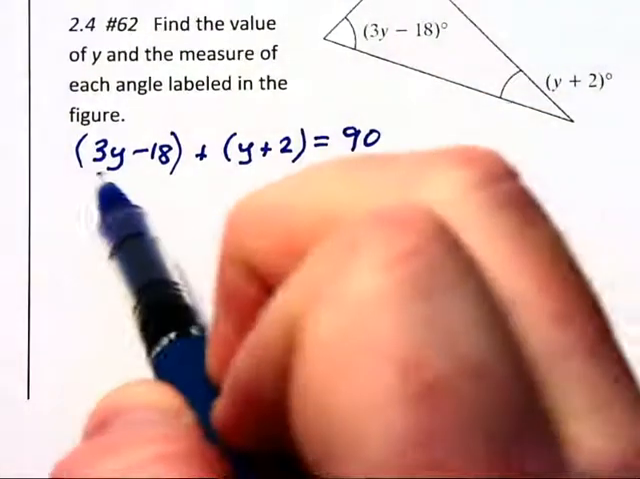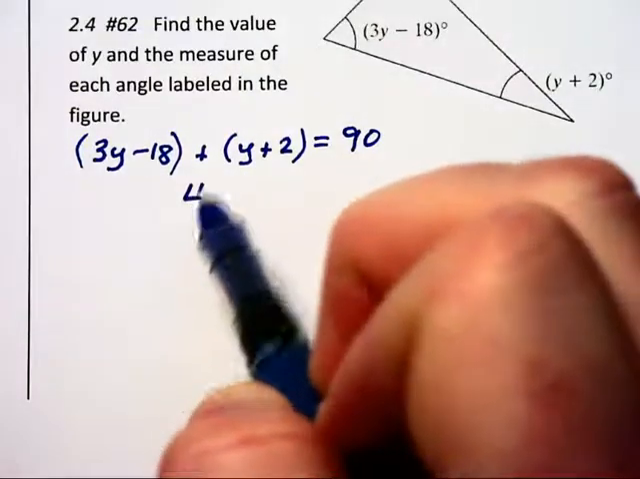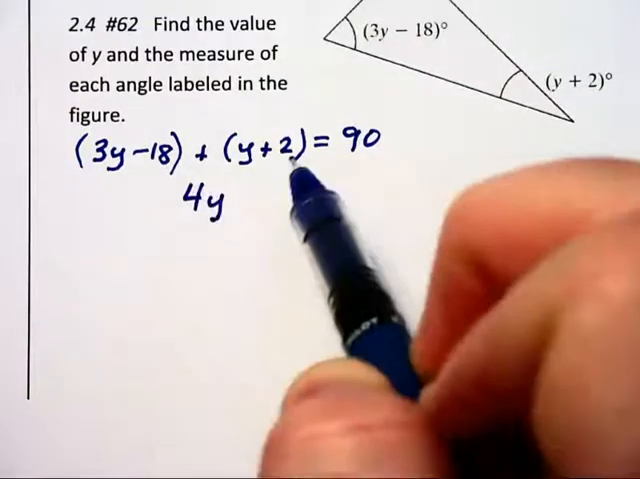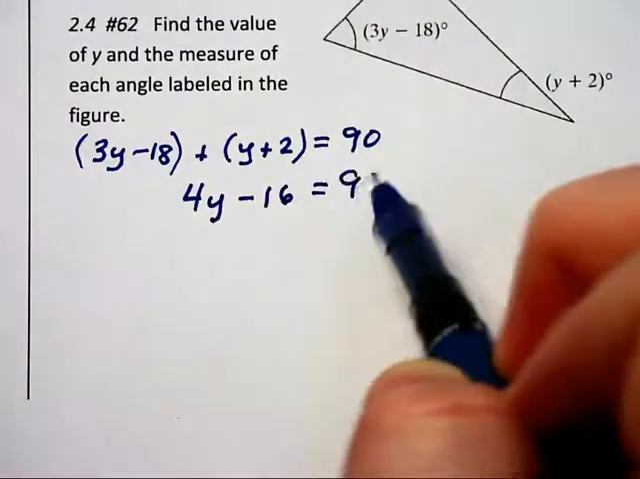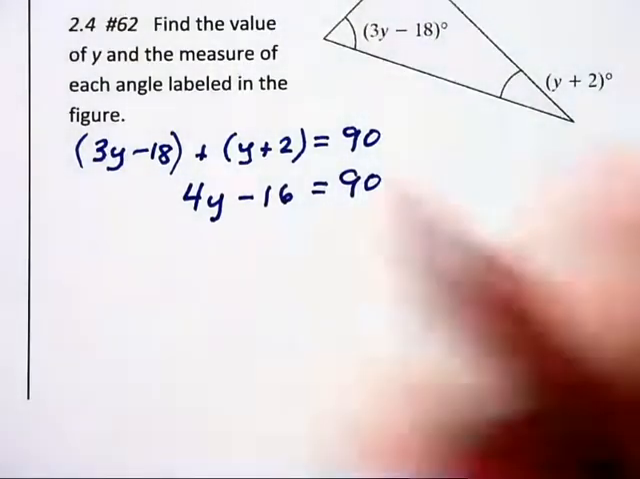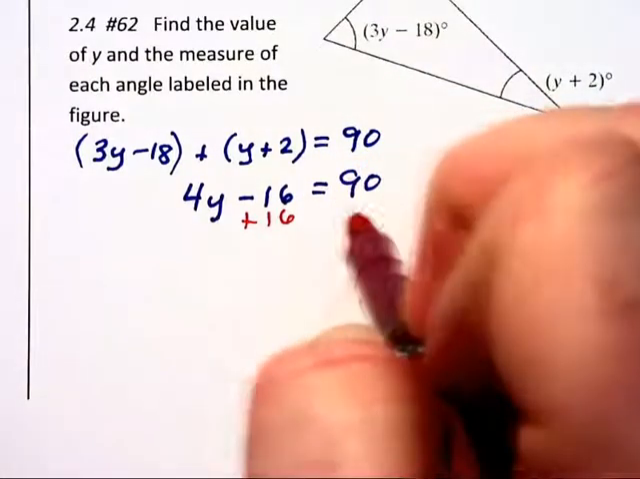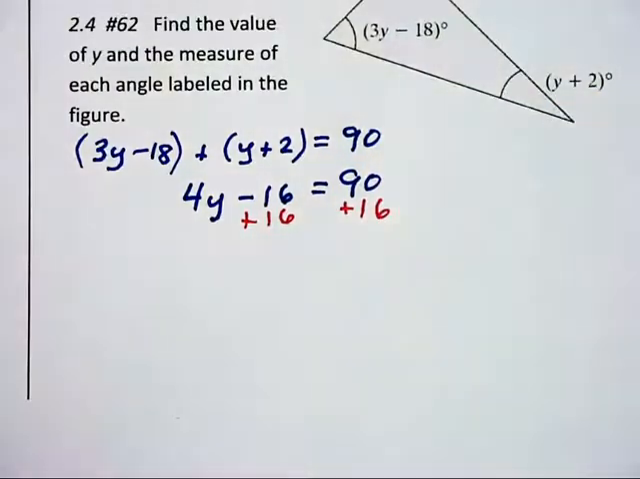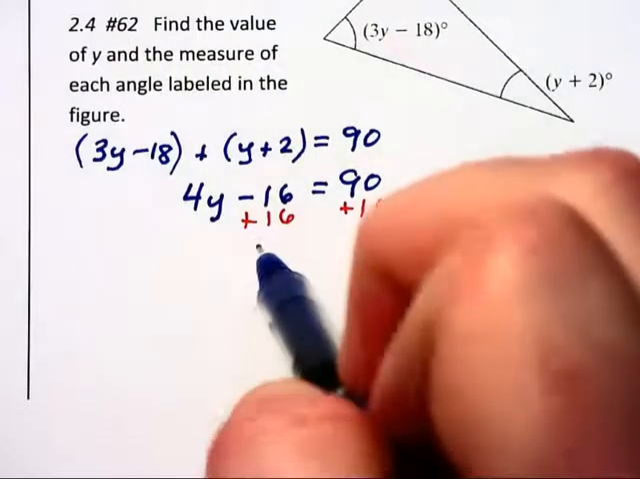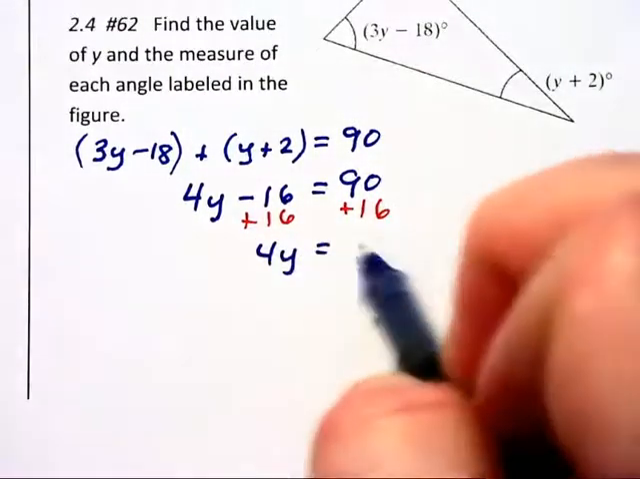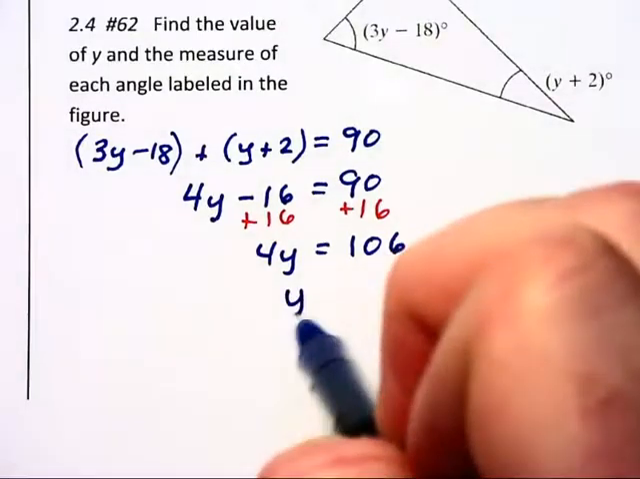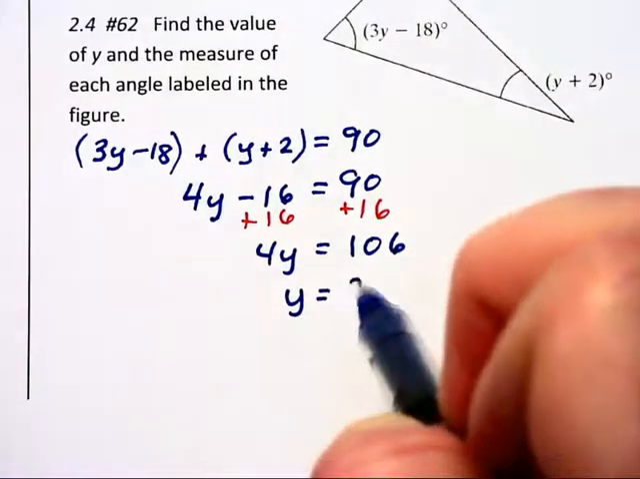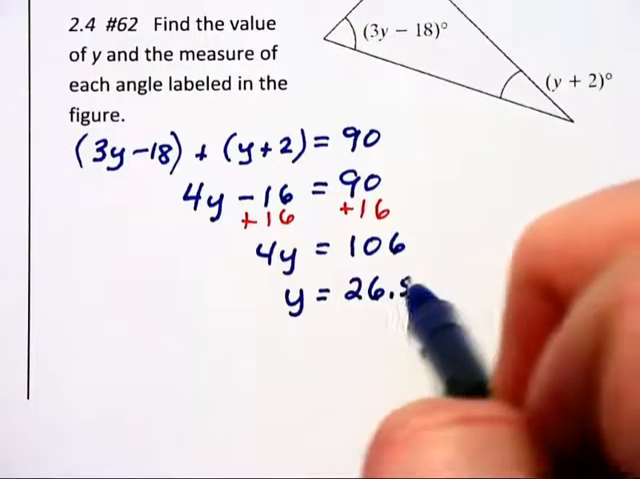So, combining like terms, 3y plus y gives us 4y. Negative 18 plus 2 gives us negative 16 equals 90. And I will begin by adding 16 to each side of the equation. That will give us 4y is equal to 106. And dividing each side by 4, we will find that y is equal to 26.5.